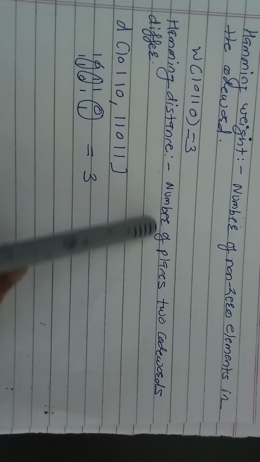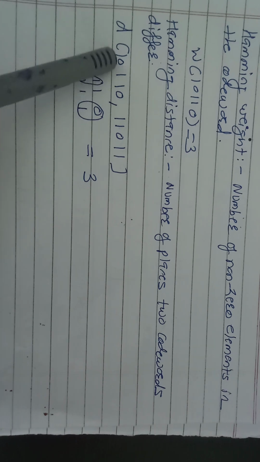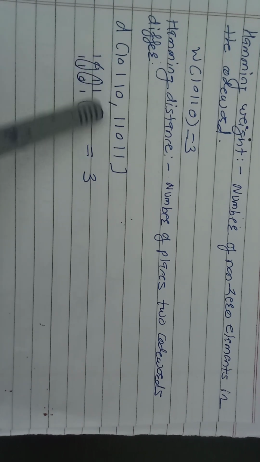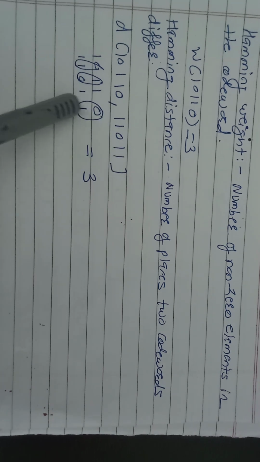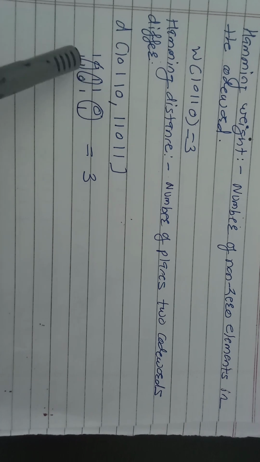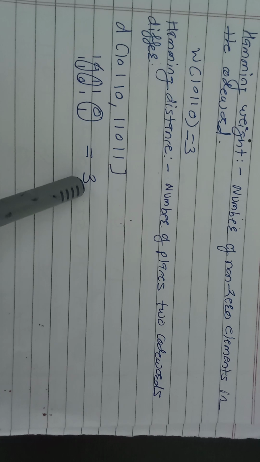Now Hamming distance. Hamming distance is the number of places where two code words differ. If these are two code words, you write down the first code word as 10110 and the second as 11011. How many bit positions are different? Here they are different, here they are different, here they are different. So in 3 places they are different, so that is 3. That is the Hamming distance.